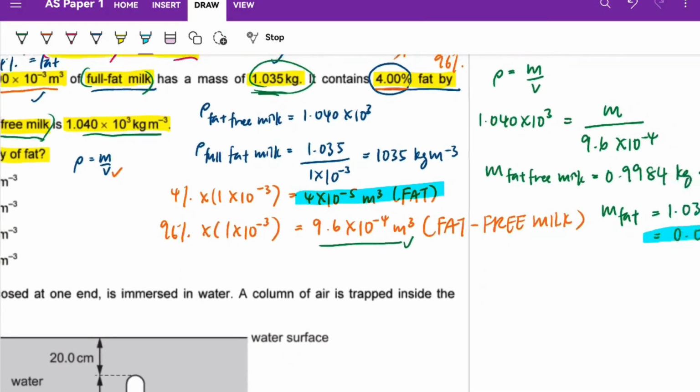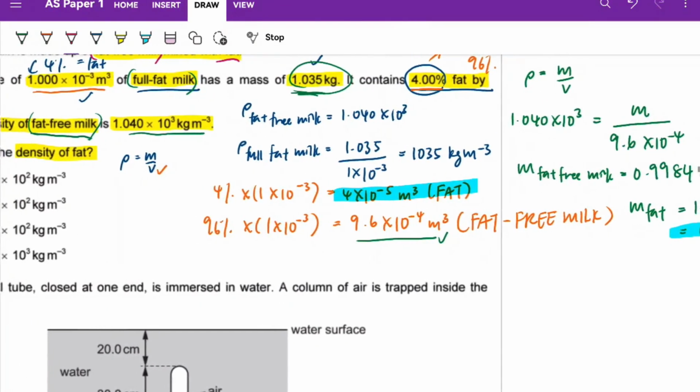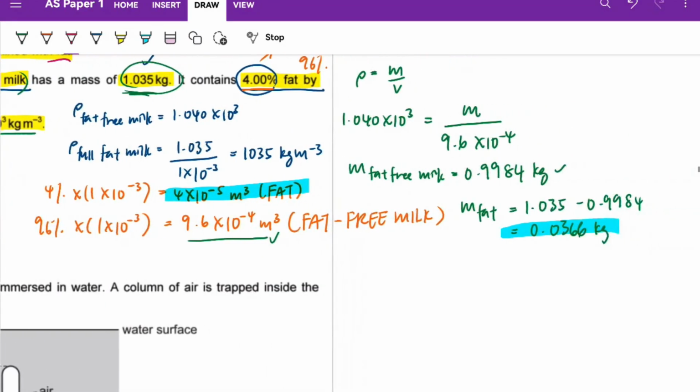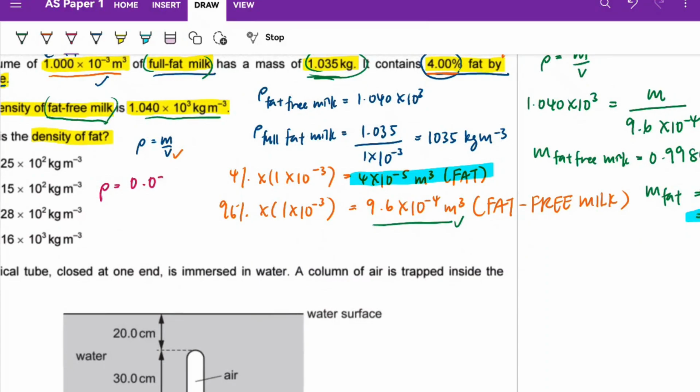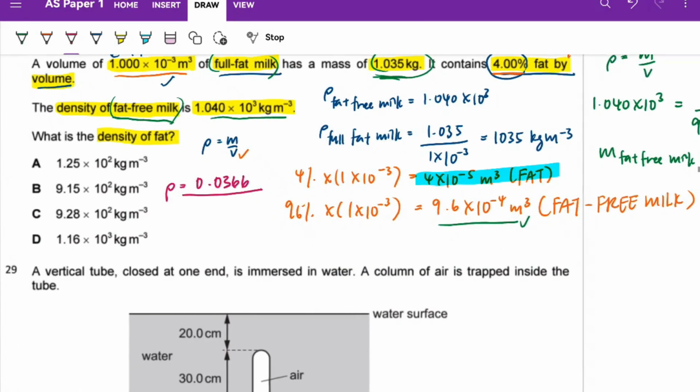Now we have the mass of fat and the volume of fat. Can we calculate the density? Of course we can. The density equals the mass, 0.0366, over 4 times 10 to the power of negative 5. You'll get 915 kilogram per meter cube. If you want to match the options A, B, C, D, you can write it as 9.15 times 10 to the power of 2 kilogram per meter cube. And your answer is B. So this is how you solve it.